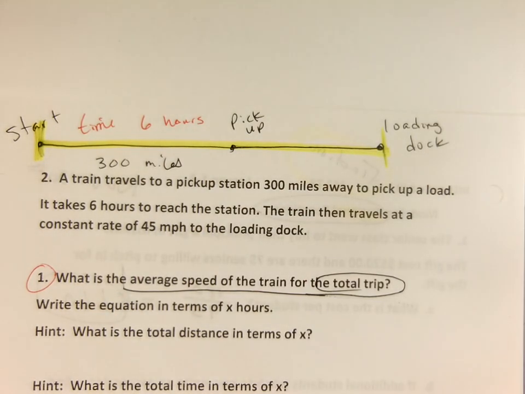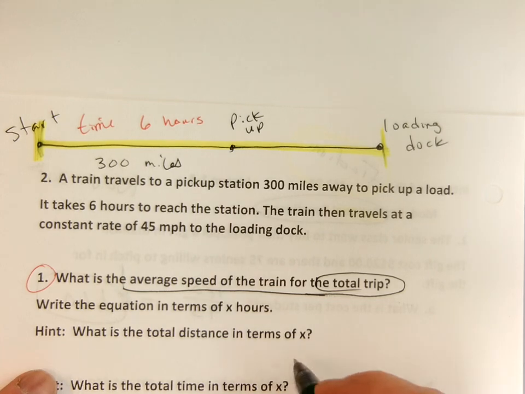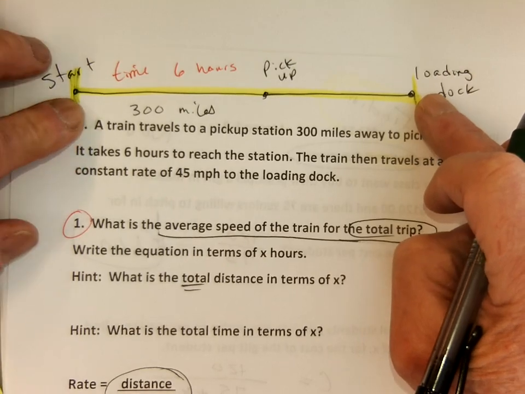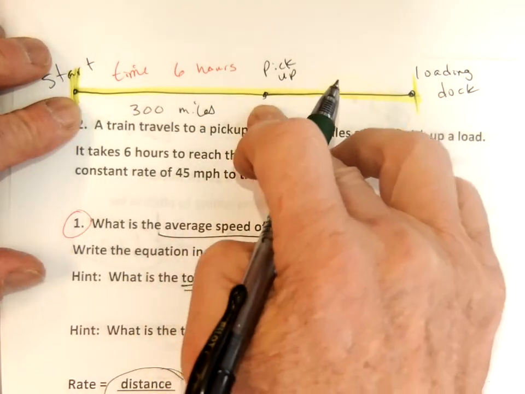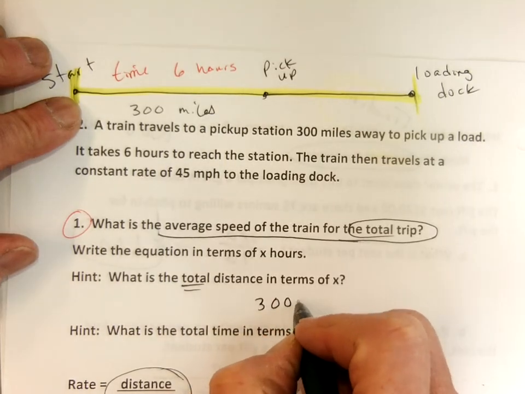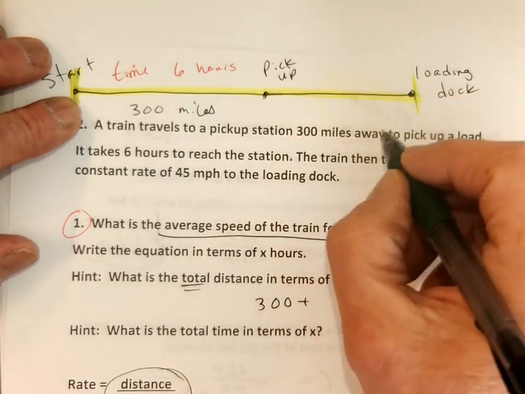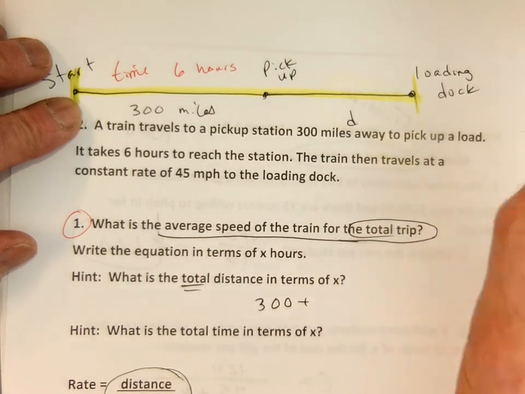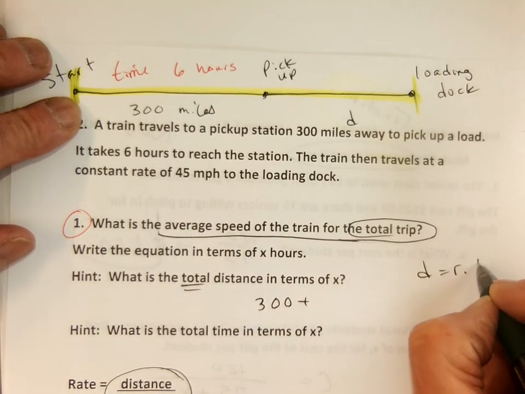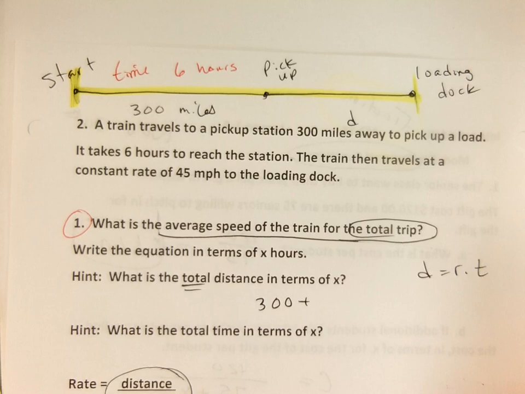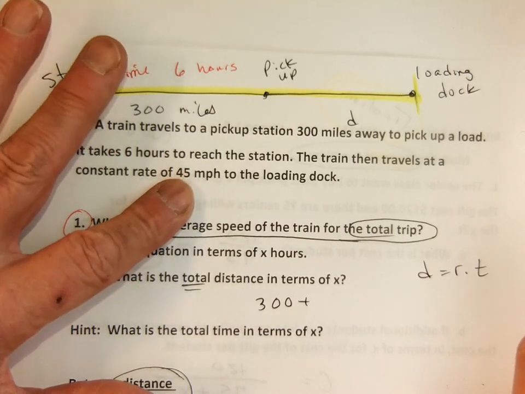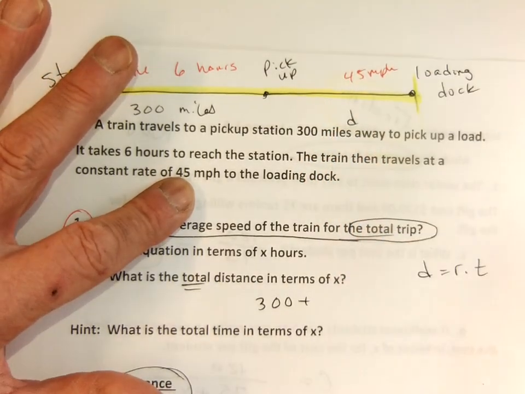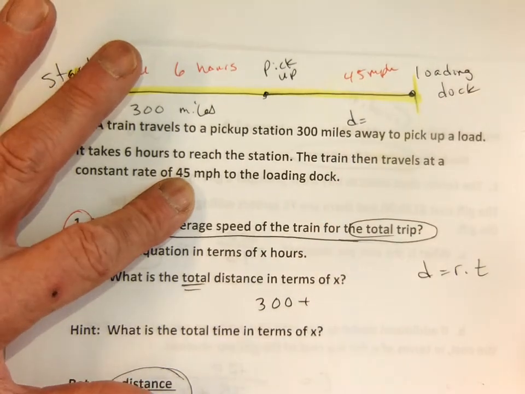We know this, the total distance in terms of x. We know that the total distance from start to loading dock is 300, because we got to go from here to here, right? It's got to be 300 plus this distance, which we don't know. But we do know that distance is equal to rate times time, right? And we know the rate was 45 miles per hour. So we can say this distance then is going to be 45t.